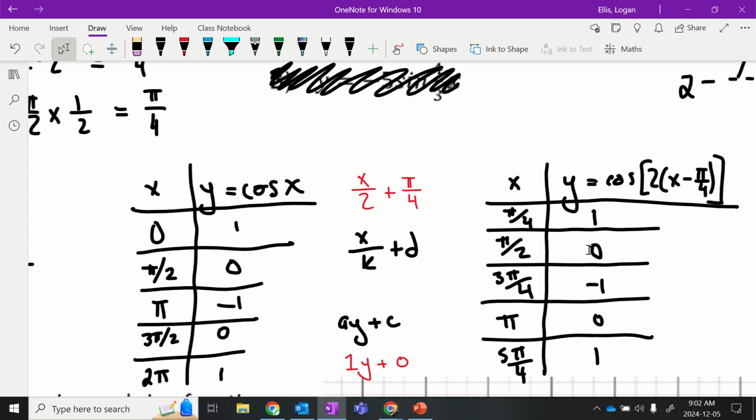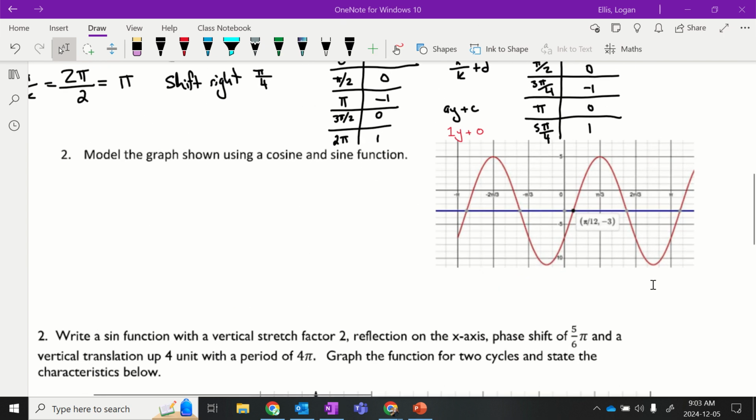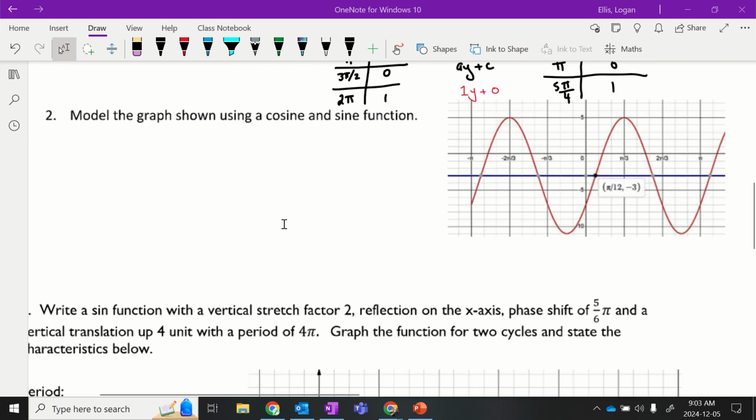You could just have taken a cosine function, shifted it to the right pi over 4, and then done the period of pi and figured it out from there. But I feel like this is the foolproof way, right? Should be pretty good.